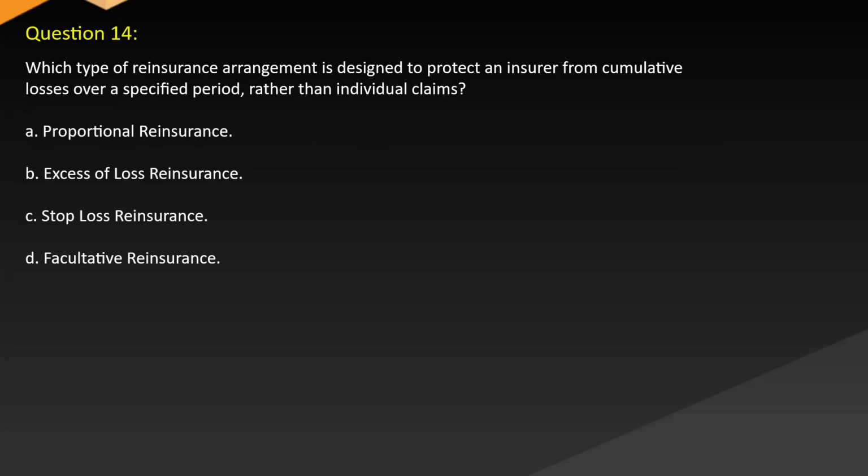Question 14. Which type of reinsurance arrangement is designed to protect an insurer from cumulative losses over a specified period rather than individual claims? A. Proportional reinsurance. B. Excess loss reinsurance. C. Stop loss reinsurance. D. Facultative reinsurance.